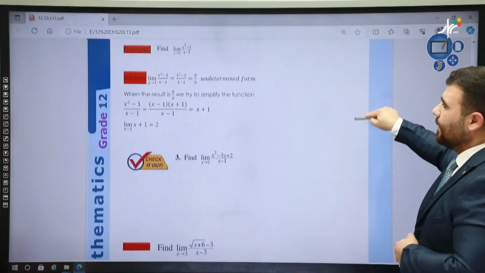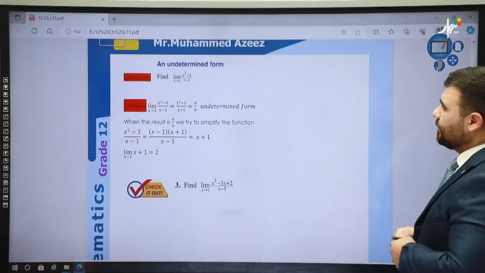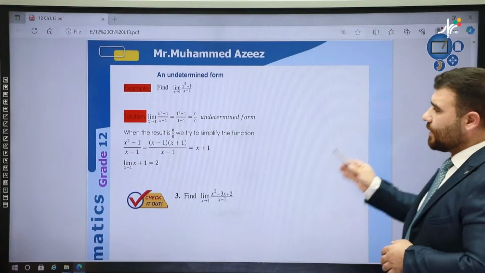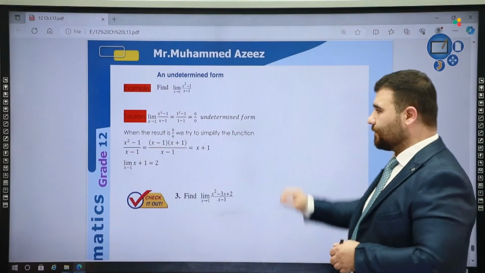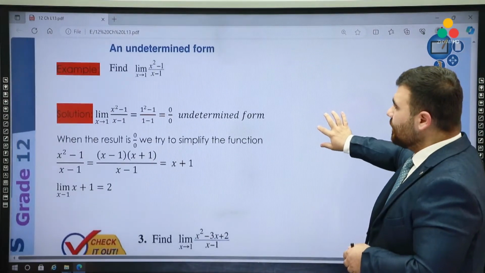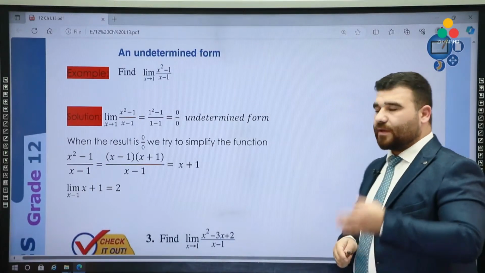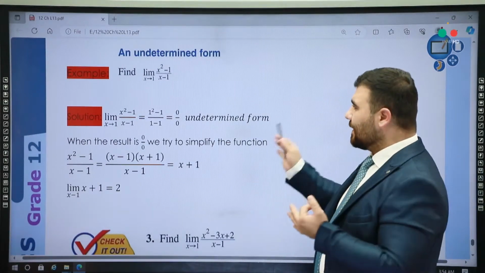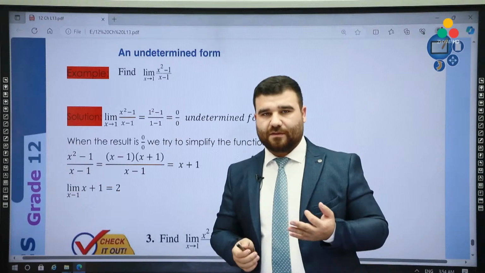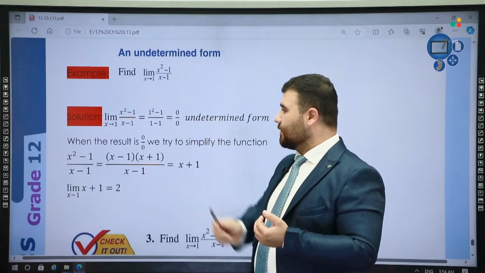Here, the indeterminate form is where the result becomes 0 over 0. When the result becomes 0 over 0, there are 3 ways of getting rid of the 0 over 0, based on the function.